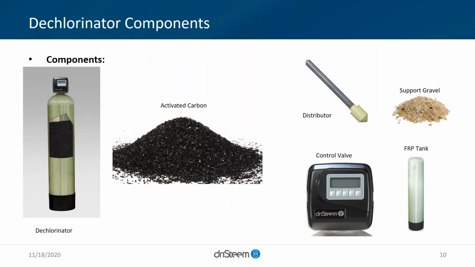A high level overview of the different components. Nothing real exciting here. Several different things make up the system. The carbon is essentially your heart of the system doing the reaction. There are control valves directing those two different flows between service and backwash. The distributor is the barrier between the clean and the raw water, essentially. FRP tank, a vessel to hold that, and support gravel to support that distributor and hopefully reduce pressure drop.